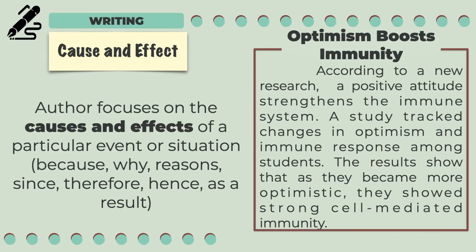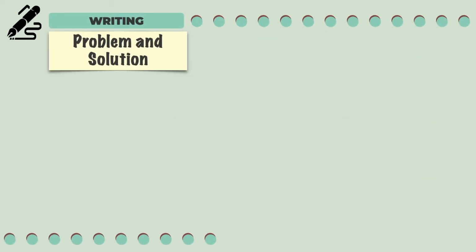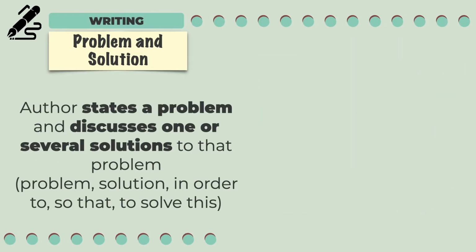According to a new research, a positive attitude strengthens the immune system. A study tracked changes in optimism and immune response among students. The results show that as they became more optimistic, they showed strong cell-mediated immunity. In this text, the author is claiming that the effect of having a positive attitude is having a strong immune system. Fourth pattern of development is problem and solution.